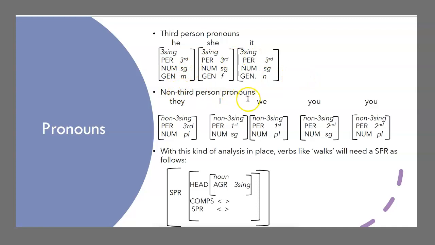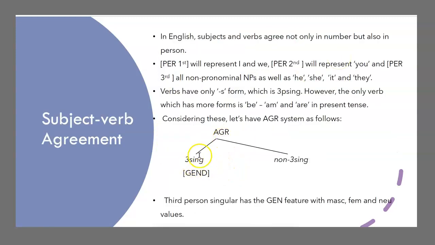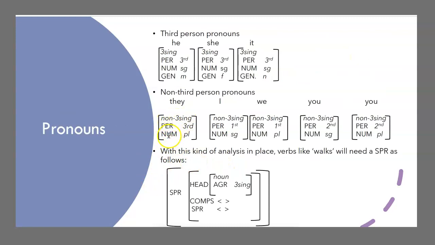How about non-third person singular? Non-third person singular is any noun, any pronoun like they, let's say, which has AGR value non-third singular. And non-third singular has a feature structure, person, number, no gender value. Remember, the gender feature is the characteristic of a third singular. So non-third singular doesn't have that feature. So you have person value third and plural is the value for number. And first person, you have this value for the word we, for the word you singular, for the word you plural.